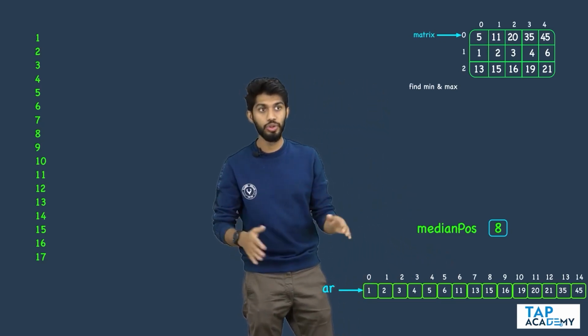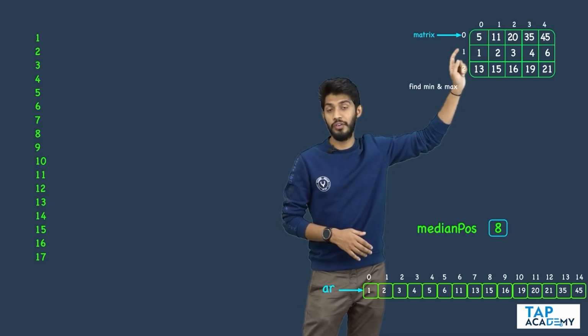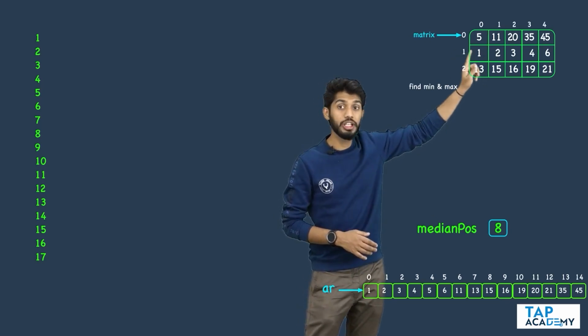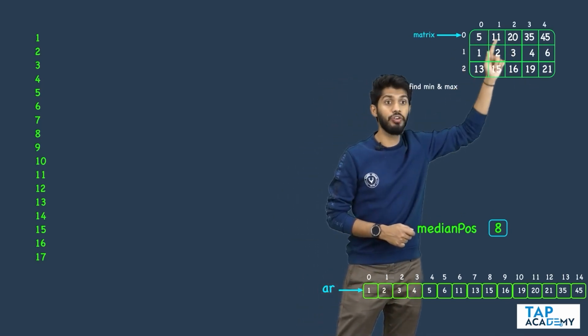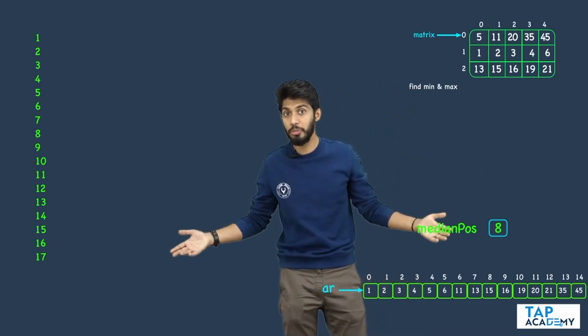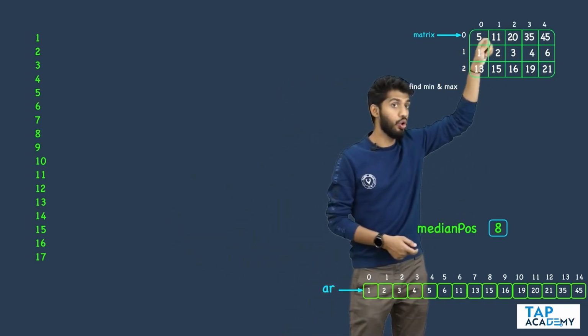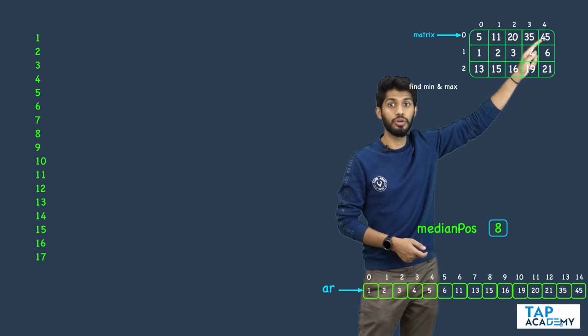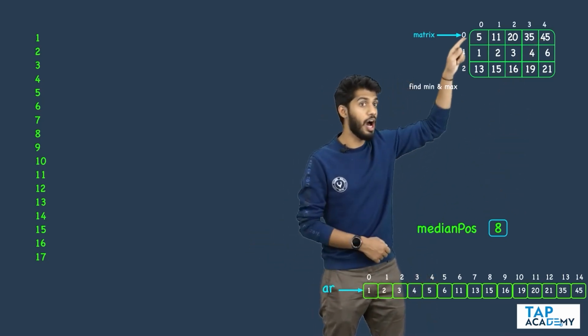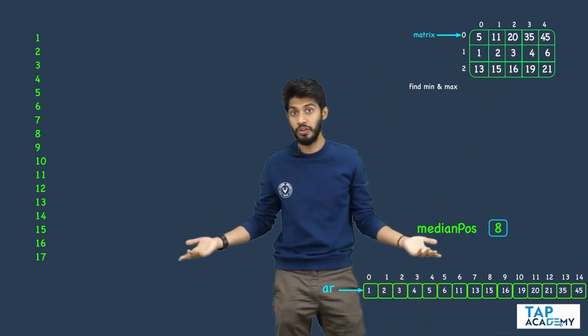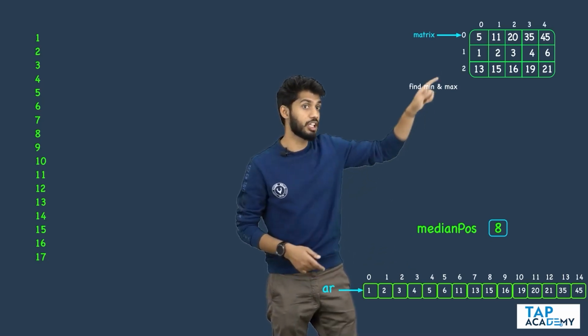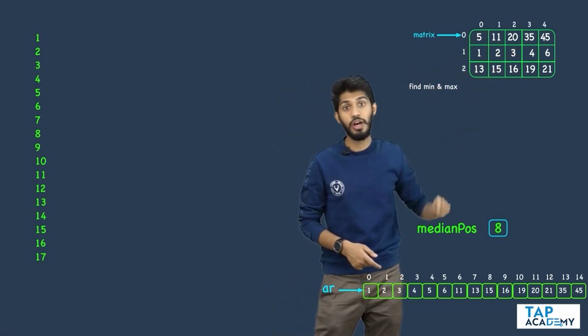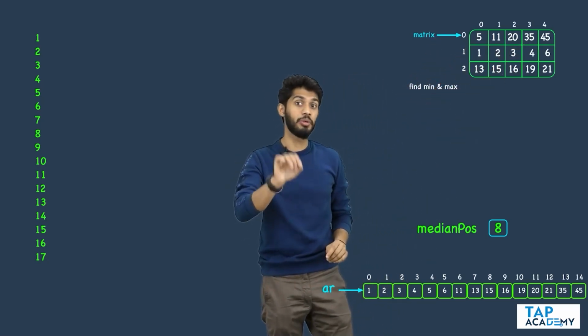But you know, you don't have the n value over here. So what is the n value? N value is nothing but the number of elements. So how can you get the number of elements? Row count into column count is the number of elements. So R into C is what will give you the number of elements. In this case R is 3, C is 5, 3 into 5 is nothing but 15.